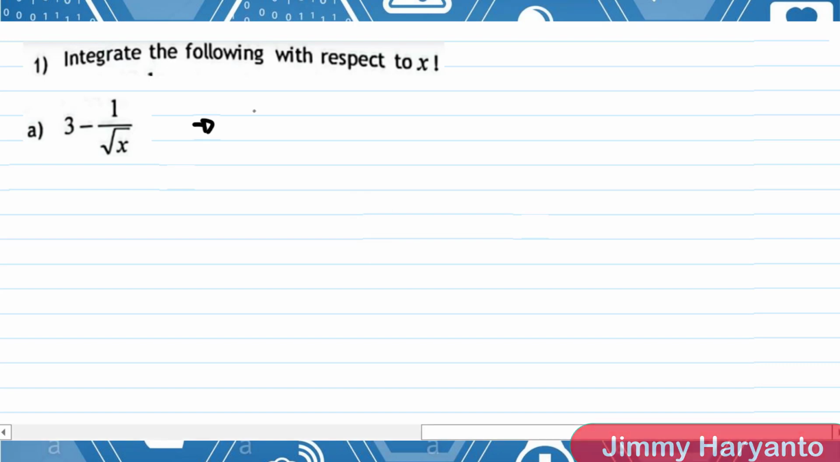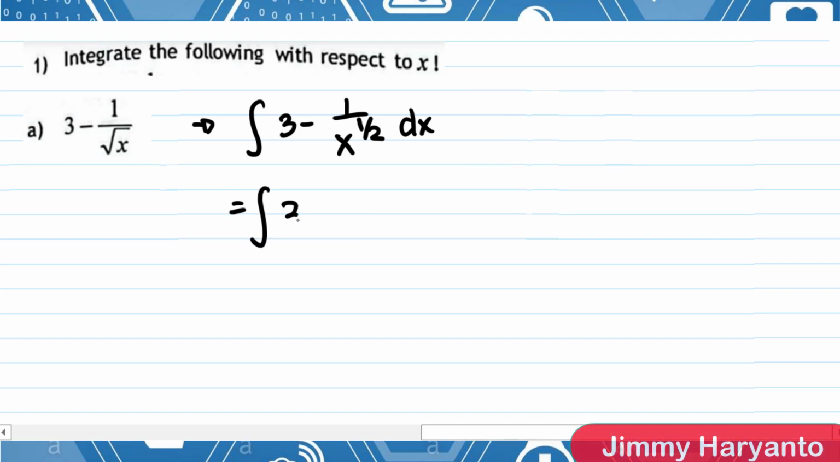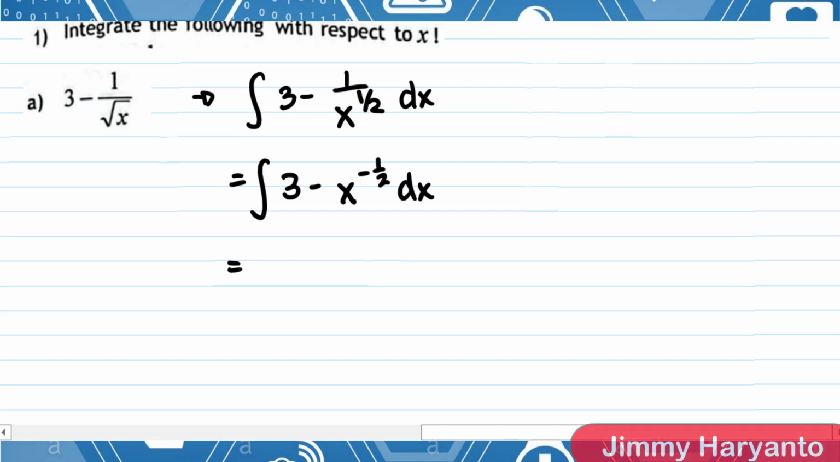That means you have to write like this first: 3 minus 1 over x to the power of half. I will change the square root into powers, and then the integral of 3 minus x to the power of negative half dx. And then after we are ready to integrate, we have to use the method. So the first one is 3.